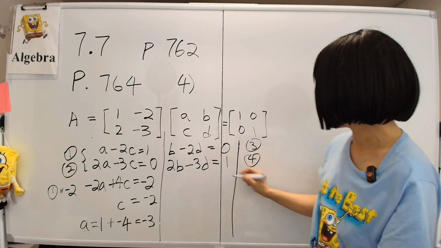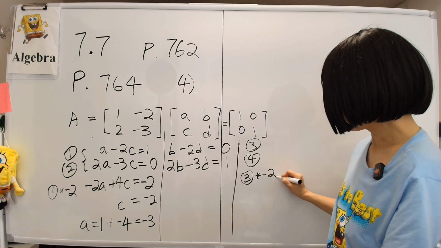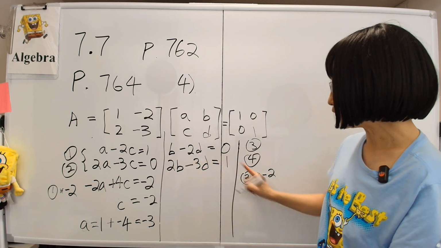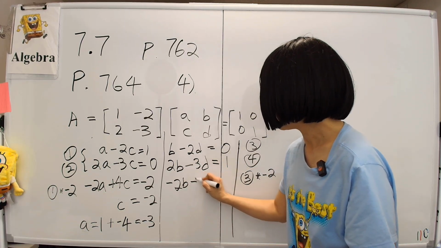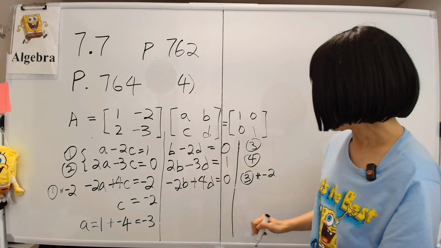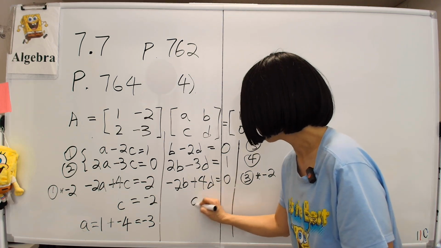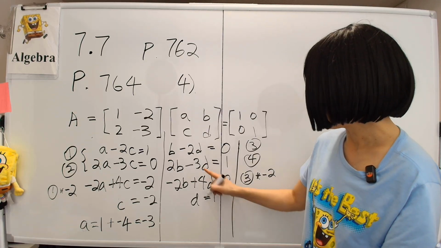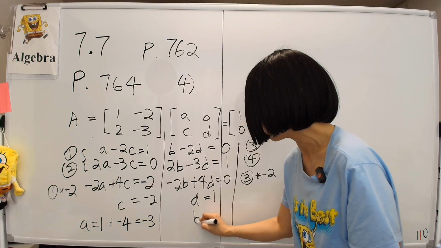Let's take equation 3 and multiply it by minus 2. That way we can knock out the b here. So equation 3 multiplied by minus 2 equals minus 2b, and then plus 4d equal to 0. Okay, then let's add these two things together. That would become just d. Minus 3 plus 4, d equals 1. And if d is 1, b minus 2d is 0. That means b equals 2.